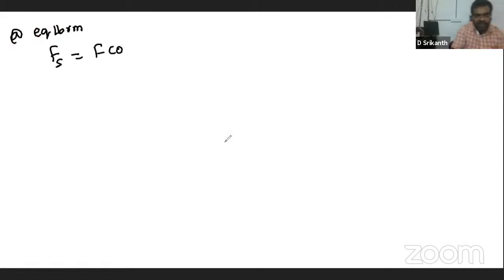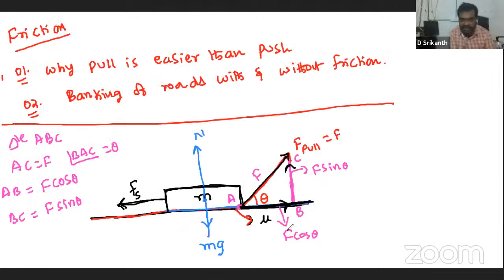At equilibrium, Fs, static friction, is equal to F cos theta. This is parallel to the surface. Similarly, I want to write the equation perpendicular to the surface. Perpendicular to the surface, we have the normal force and F sin theta.